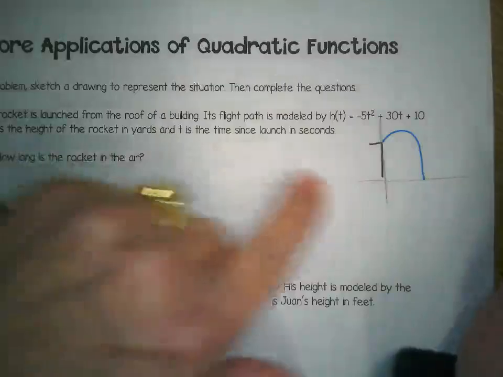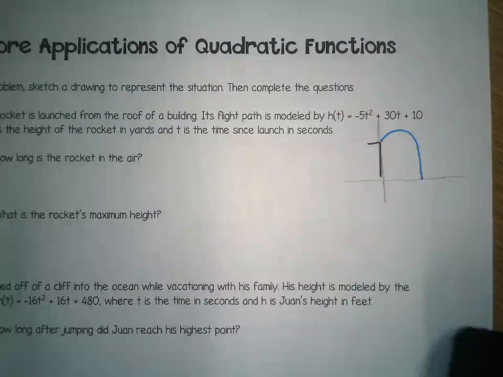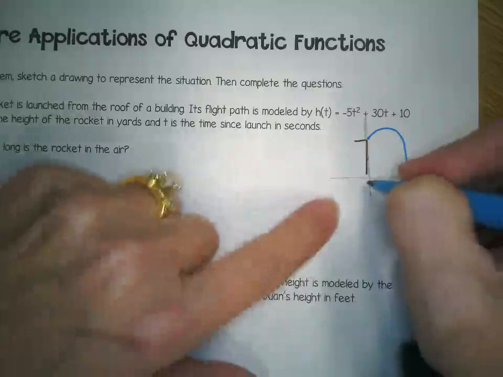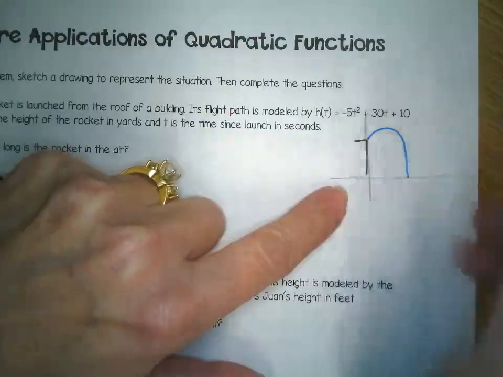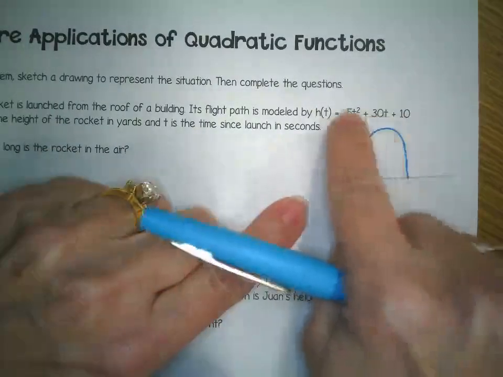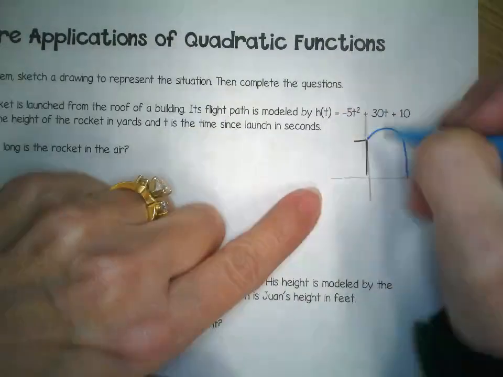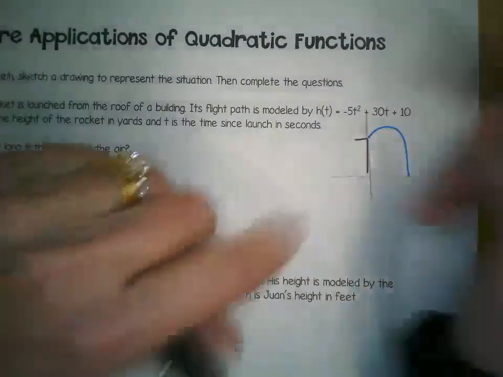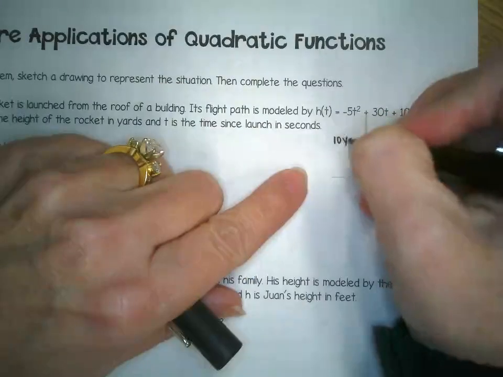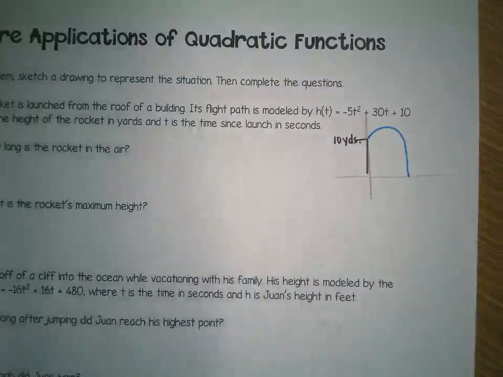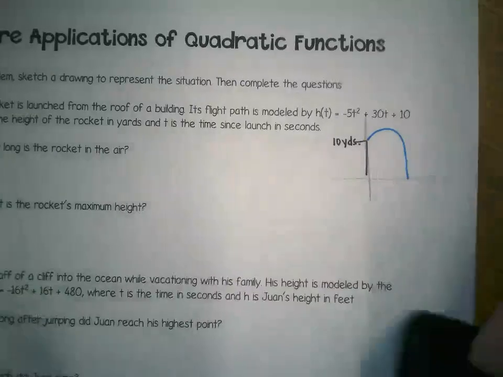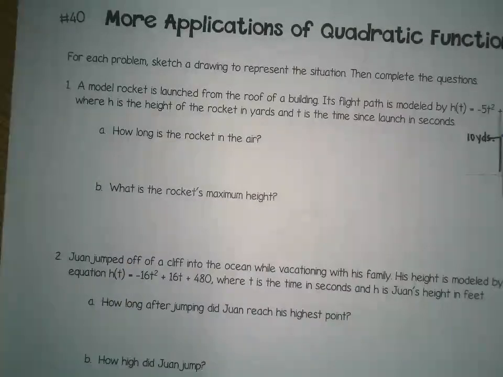Now, if we use the information that we know, this would be the y-intercept. And we can find the y-intercept because the y-intercept is when time is 0. So if I put 0 in place of the time, I know that this right here is 10 yards off the ground. So the building is 10 yards, the roof where the rocket is being launched, that's 10 yards, a head start from the ground. All right, so first up, how long is the rocket in the air?